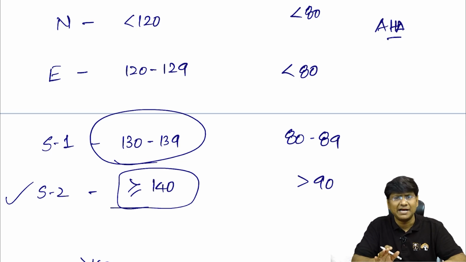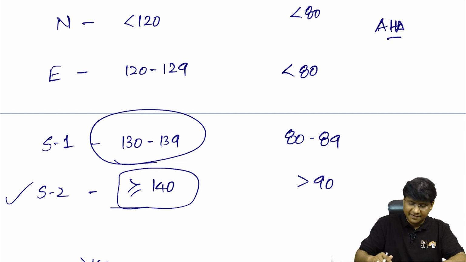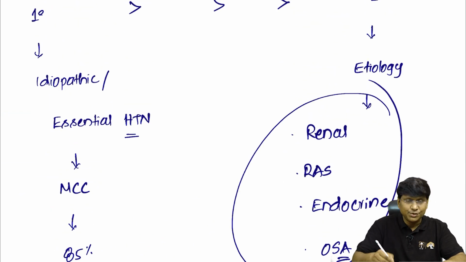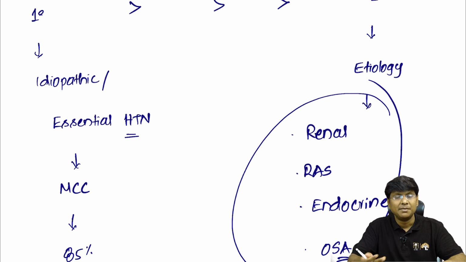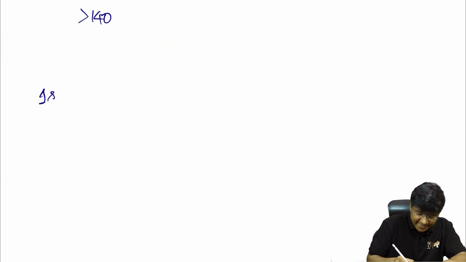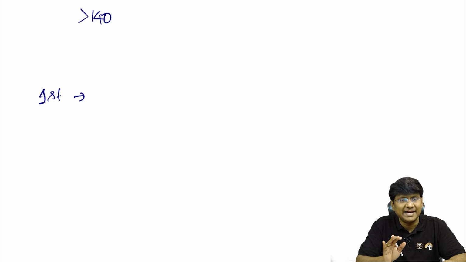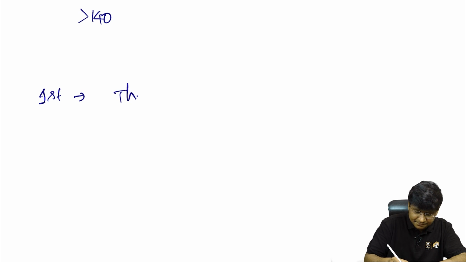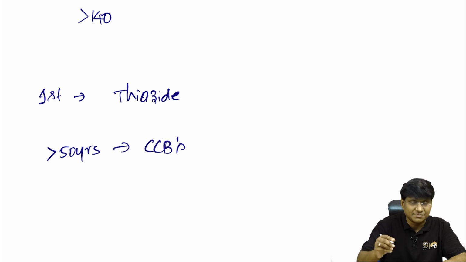Then after that, you need to be aware of the treatment of hypertension. For the secondary causes of hypertension, you need to treat the underlying secondary cause. But for primary hypertension, we need to give antihypertensives. The first line antihypertensive will be the diuretics, which includes the thiazide diuretics. Whereas in elderly individuals more than 50 years, the first line antihypertensives will be the calcium channel blockers, that is the CCBs.